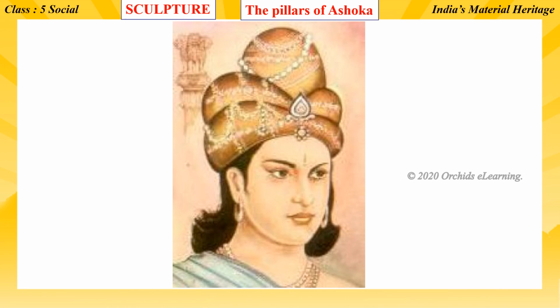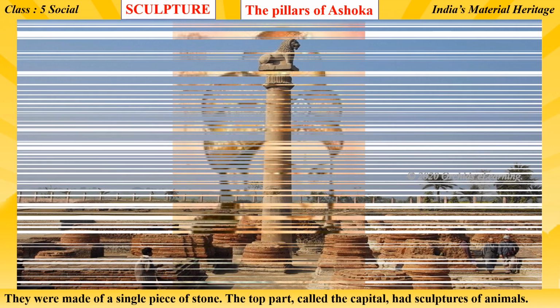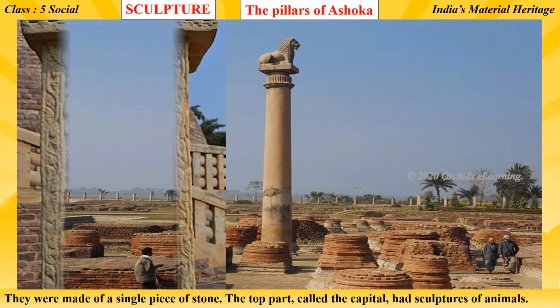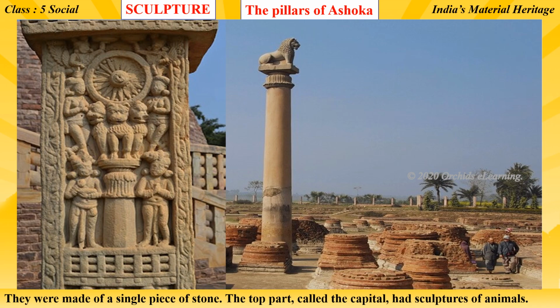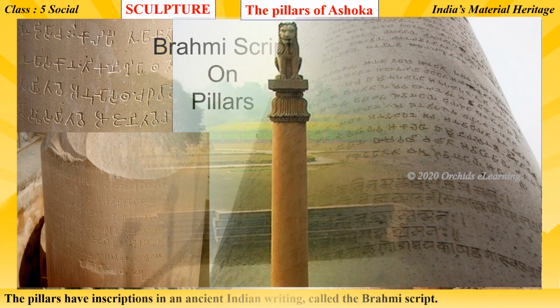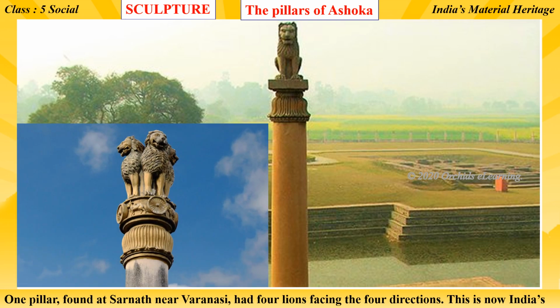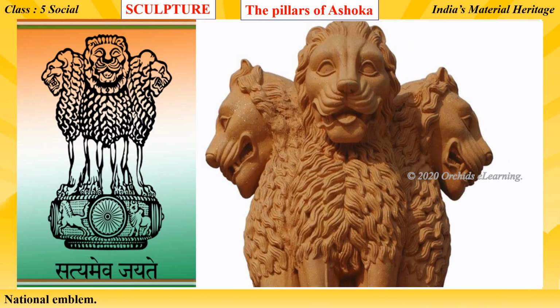Sculpture. The Pillars of Ashok. One of India's best-known rulers, Ashok, had very tall pillars put up in many parts of his kingdom. They were made of a single piece of stone. The top part, called the capital, had sculptures of animals. The pillars have inscriptions in ancient Indian writing, called the Brahmi script. One pillar, found at Sarnath near Varanasi, had 4 lions facing the 4 directions. This is now India's national emblem.